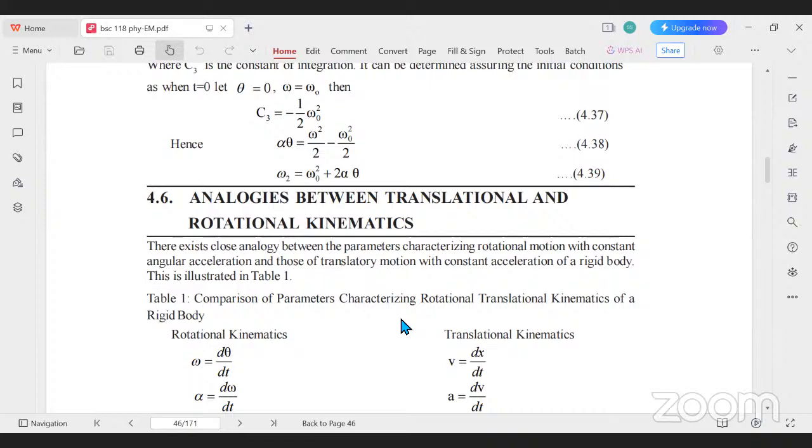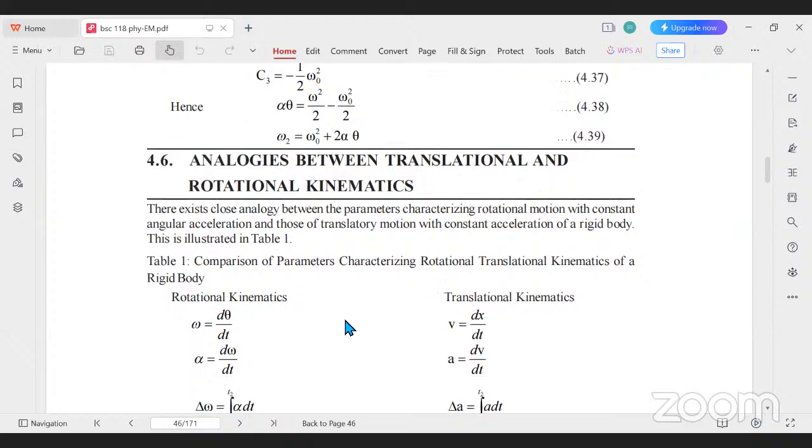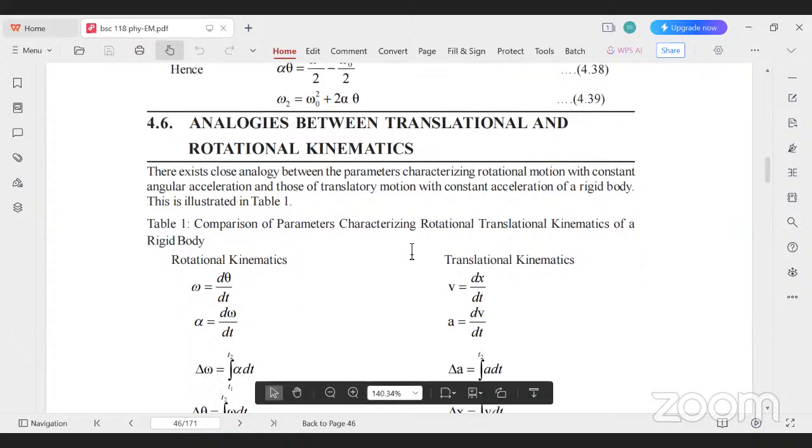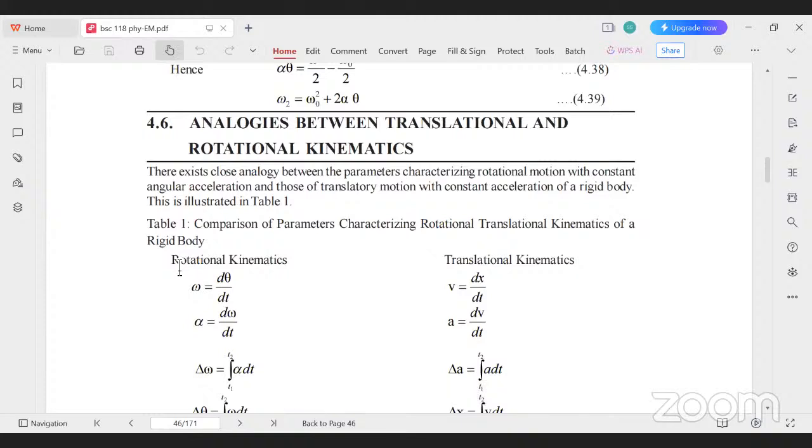Whatever omega is, it is not taken from something else; it is taken from the acceleration. So alpha is nothing but a constant, v is the velocity, and a is the acceleration. This is rotational kinematics and this is translational kinematics. So what is rotational? Omega is equal to d theta by dt. We know time and acceleration.